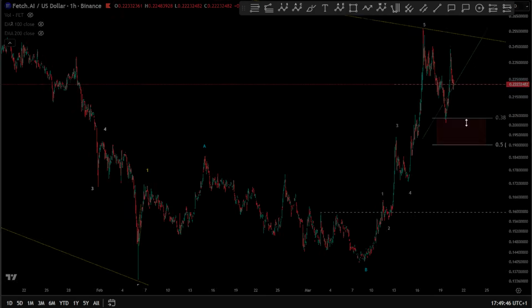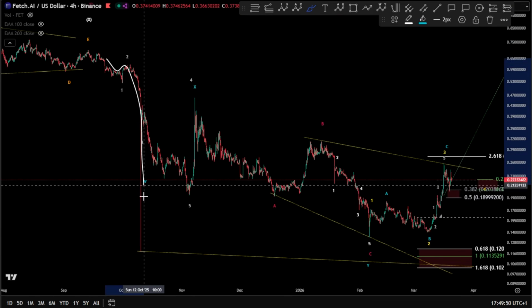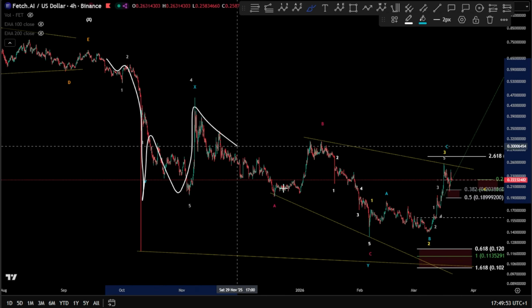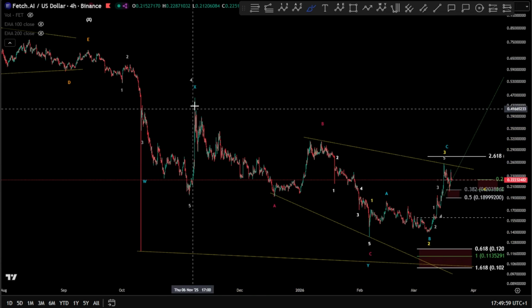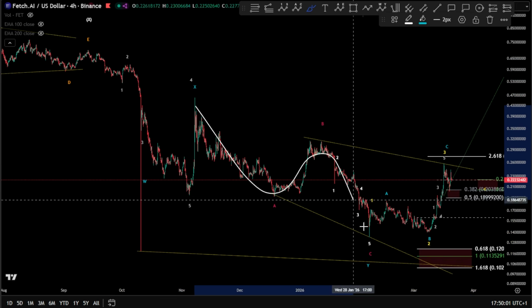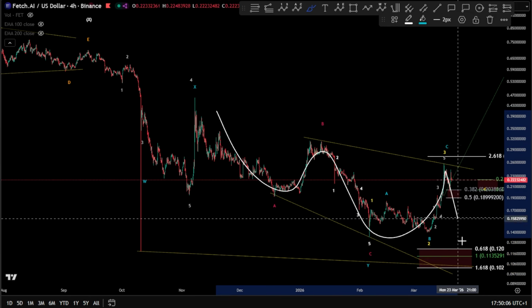Let's see FET as well on the 4-hour chart. For FET, we have a 1, 2, 3, potential wave 4, and wave 5 expanding diagonal, the only way to finish a 5 wave. This is the only way to finish it here. This or maybe double 1-2, which is a very, very far possibility.